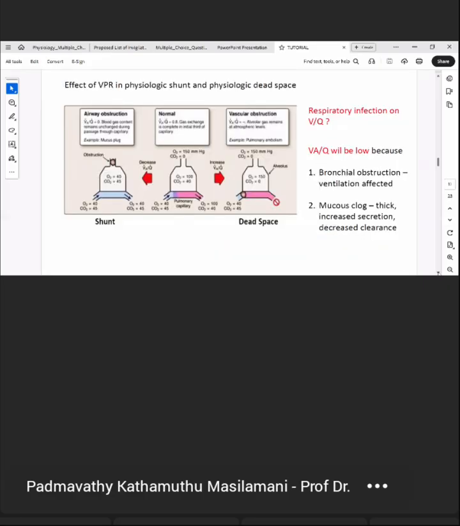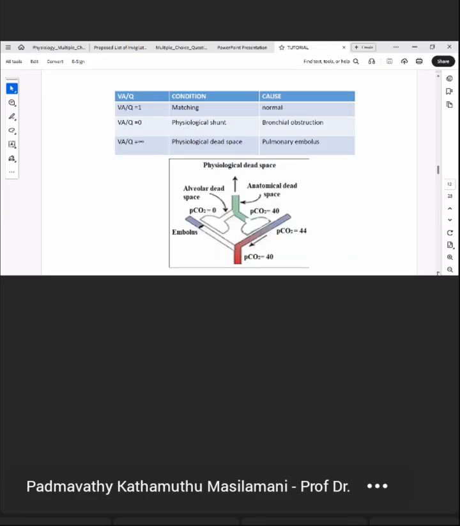I'll come back here for this. This diagram is also important. Okay, I just finished this first.